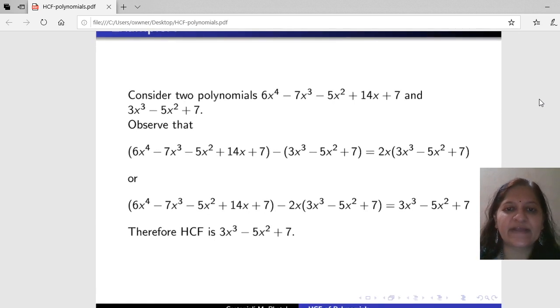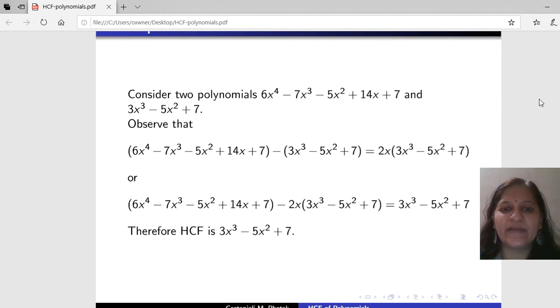Let us discuss one more example where one polynomial is of degree 4 and other polynomial is of degree 3. 6x raised to 4 minus 7x cube minus 5x square plus 14x plus 7 and cubic polynomial is 3x cube minus 5x square plus 7. Now observe the constant terms. Those are 7 for both the polynomials. So if we subtract one polynomial from the other, then we get 2x into bracket 3x cube minus 5x square plus 7.